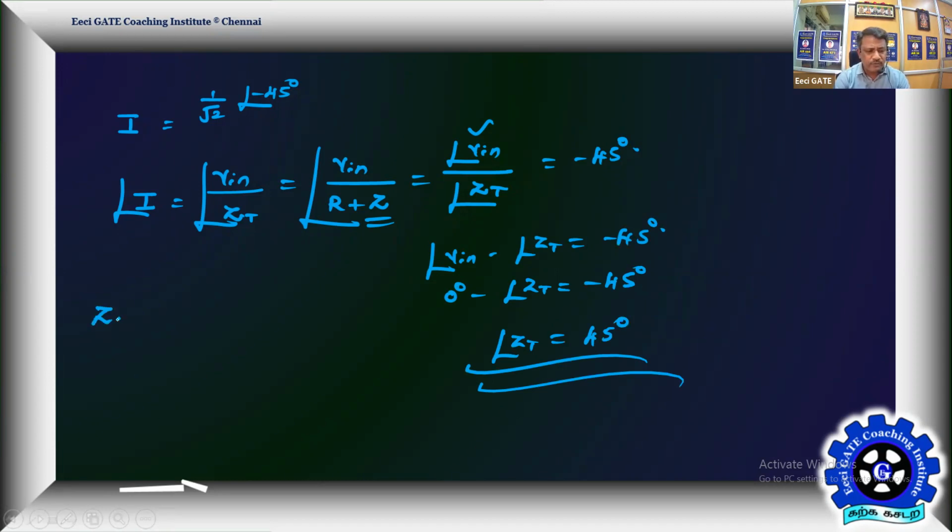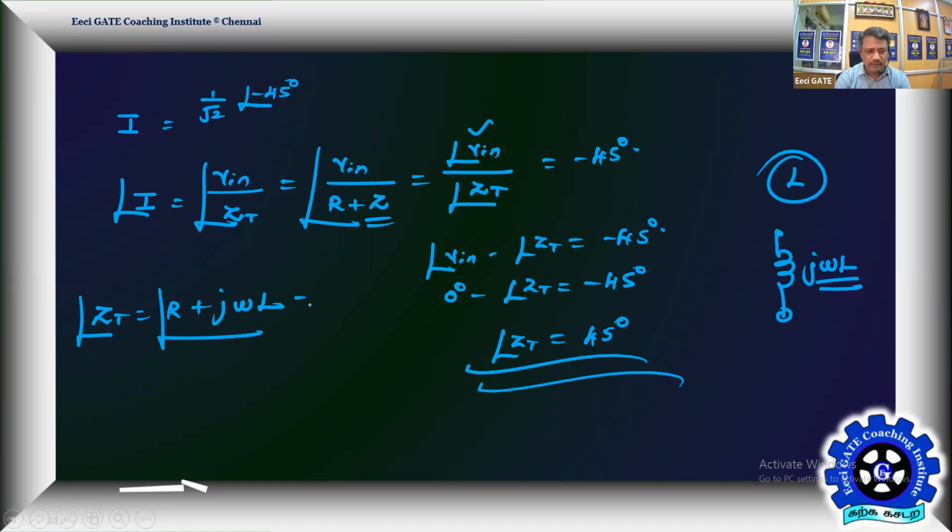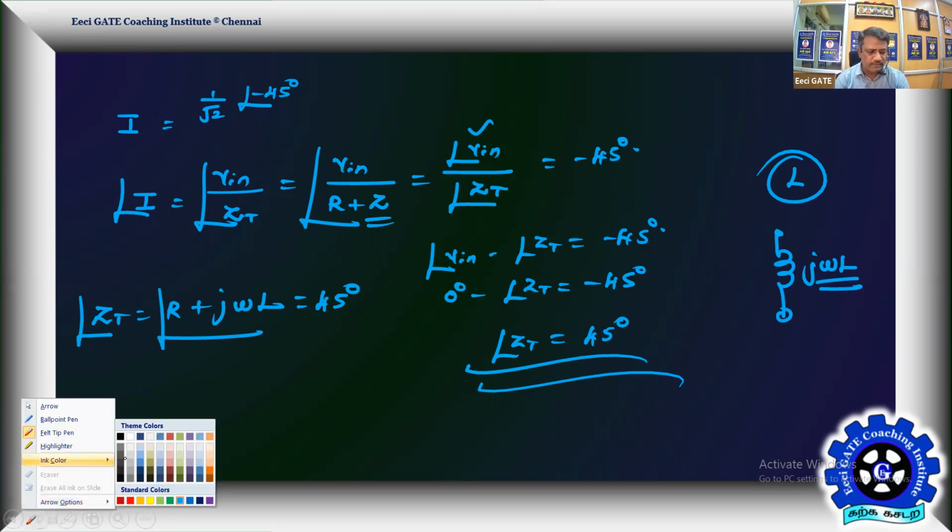So what is the total impedance? Total impedance is R plus, already I said it's going to be R and L because the current is lagging. Already I concluded the unknown element is going to be an inductor. So let me take Z as j omega L. The inductor contribution is j omega L, the impedance offered by the inductor. Then the angle of Z total should be equal to 45 degrees. That's the simplest way for this problem.